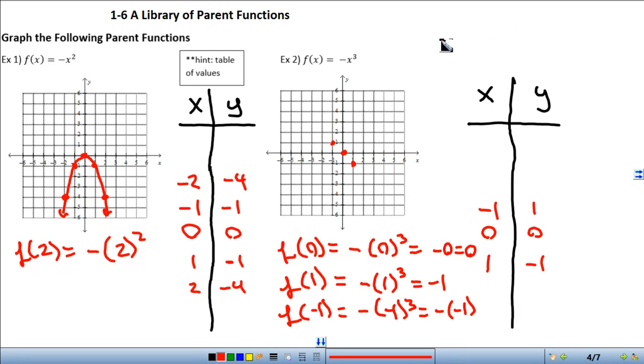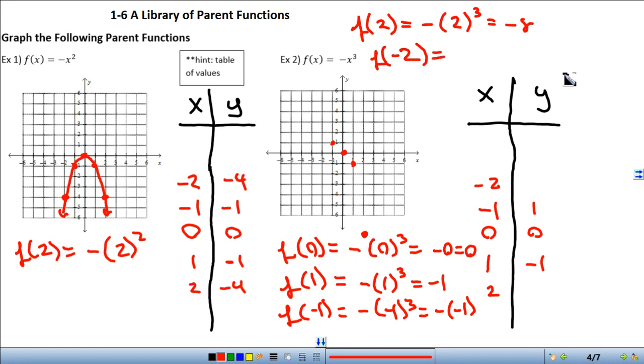Okay, let me plug up here. I just want to utilize space. F of, in this case, we'll do 2. And that's going to be negative 2 cubed, which is negative 8. So that's down about around here. And f of, in this case, negative 2. Let me just do negative 2. That's going to give me negative 2 to the third, which is negative 8, which is a positive 8. And that's going to be about right here.